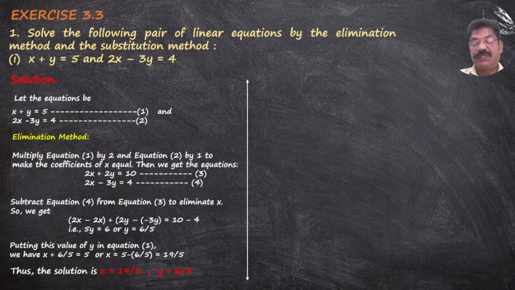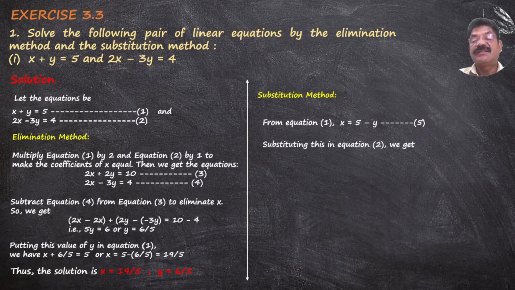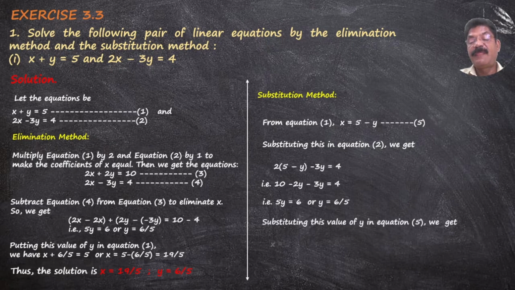Now, let us see substitution method. From equation 1, x is equal to 5 minus y. Substituting this in equation 2, we get 2 into 5 minus y minus 3y is equal to 4. When you reduce it, you get y is equal to 6 by 5. Again, putting this value in equation 5, we get x is equal to 19 by 5. Thus, the solution is x is equal to 19 by 5, y is equal to 6 by 5. So, both the methods are used to solve the given pair of equations.